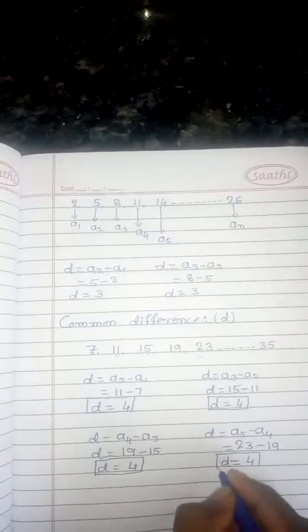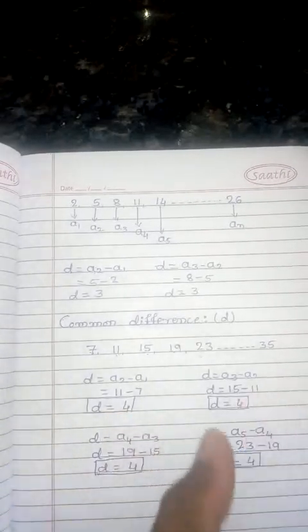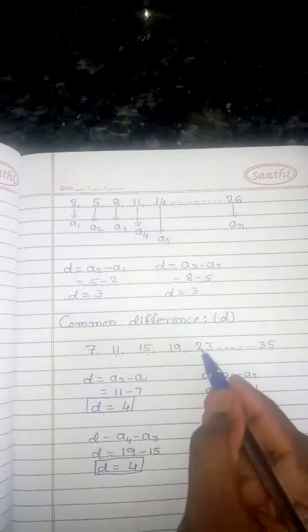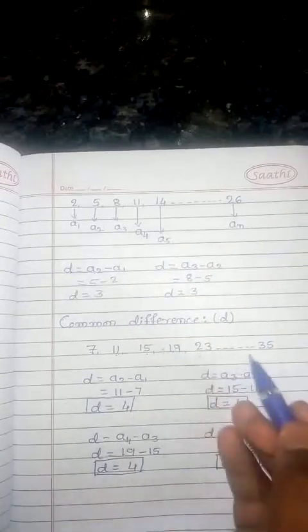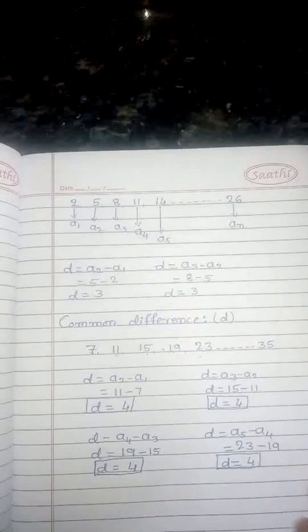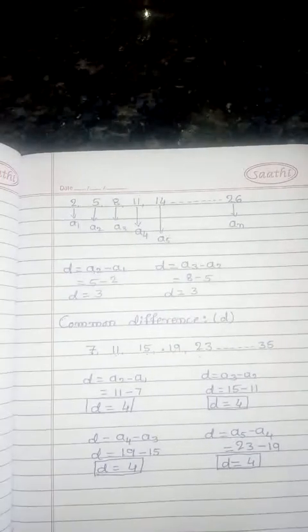If the common difference is equal or constant, then the given progression is an arithmetic progression. Okay, now this is all about the introduction of arithmetic progression. In the next part we are learning about the nth term of an arithmetic progression.